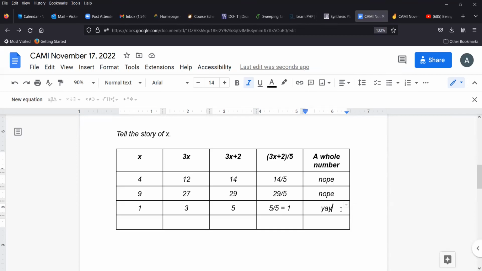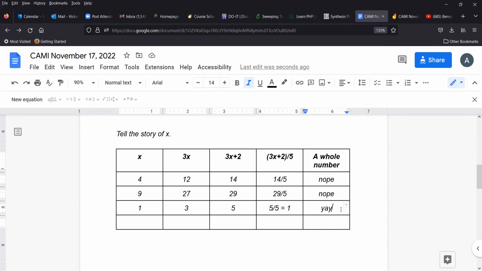Maya, what are you looking at? What is the thing that you're wondering about when you say it? It's x is 1. 3 times 1 is 3. 3 plus 2 is 5. 5 divided by 5 is equal to 1. I didn't know it was a whole number. What's a whole number? When we're looking for a whole number, we're looking for that 5 divided by 5 equals 1, a whole number rather than a fraction that can't be simplified. Oh, I see. Not only did we get a whole number, but we got the number we started with, which is pretty cool.